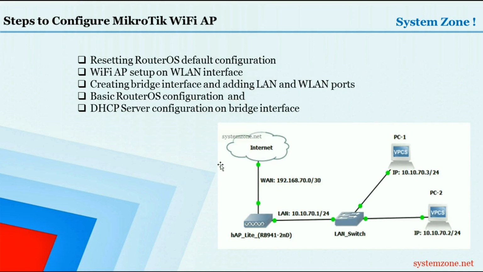What will we do in this video? At first we will reset the MikroTik RouterOS default configuration, because every RouterOS comes with a default configuration and sometimes the default configuration causes confusion. Then we will configure the WiFi AP on the WLAN interface, and then create a bridge interface, and add Ether 2 to Ether 4 interfaces and the WLAN interface to this bridge. Then we will do RouterOS basic configuration, where we will assign one IP, LAN gateway IP, default gateway IP, DNS IP, and do NAT configuration. And then we will set up a DHCP server on the bridge interface.